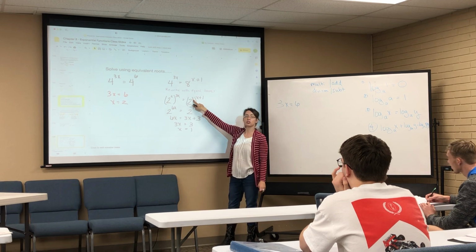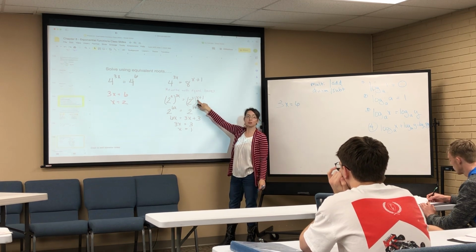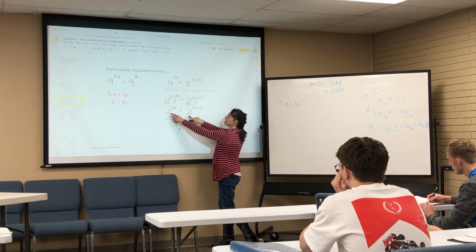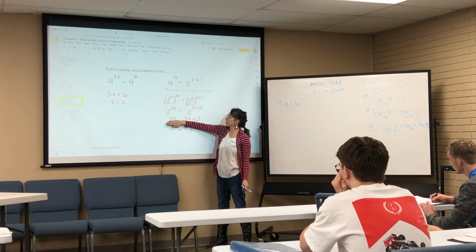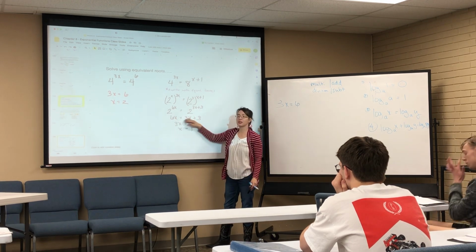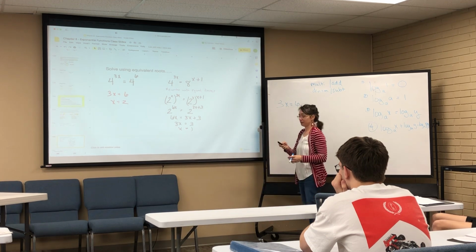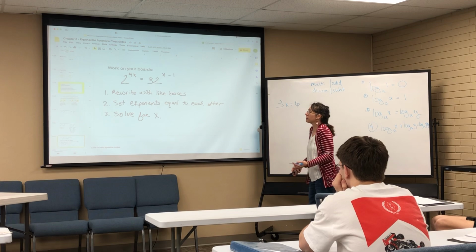This 3 has to do what? Distribute. It cannot just be 3x plus 1. When we distribute, it's got to go to everybody, so we've got 3x plus 3. Now my bases match, and I can completely get rid of them. And we have 6x equals 3x plus 3. That's a simple linear equation. We can solve that for x. Okay? So sometimes we can just use equivalent work.